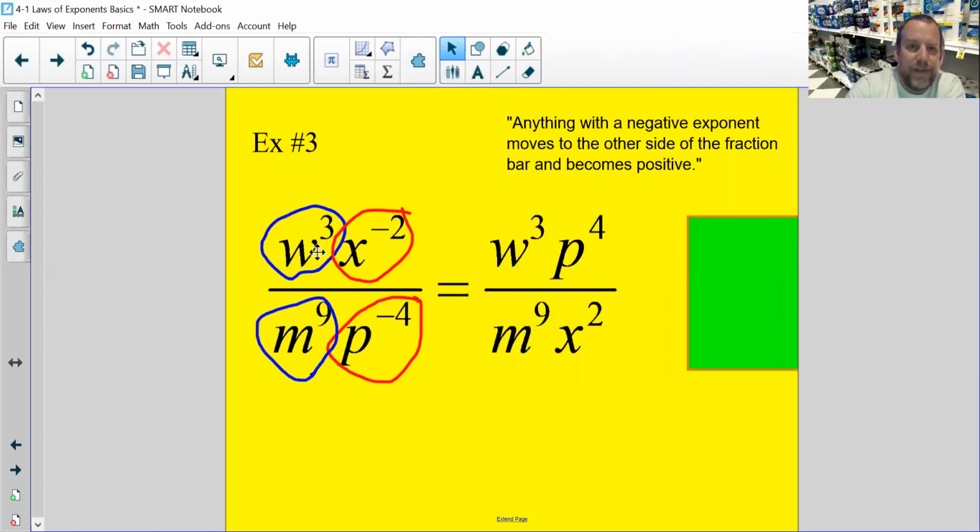If you notice, the w to the 3rd stayed where it was on the top. The x to the negative 2nd moved to the bottom and became x to the 2nd. P to the negative 4th moved to the top and became p to the 4th, and m to the 9th stayed where it was. Now the order of these within the numerator and denominator doesn't matter, so the p to the 4th could come first because with multiplication, the order doesn't matter. But that would be the answer.